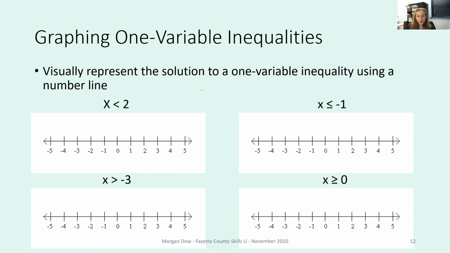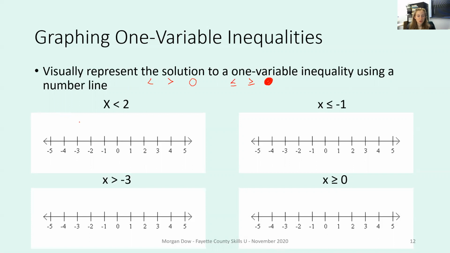So the way that we graph these is we put a circle around the number that we're talking about. It's going to be an open circle if we're using the less than or the greater than sign. And it's going to be a closed circle if it's the less than or equal to or the greater than or equal to sign. So open if it's less than or greater than, closed if it's less than or equal to, greater than or equal to. And then we're going to put an arrow pointing towards all of the other numbers that are included in our set. So let's go through these examples here.